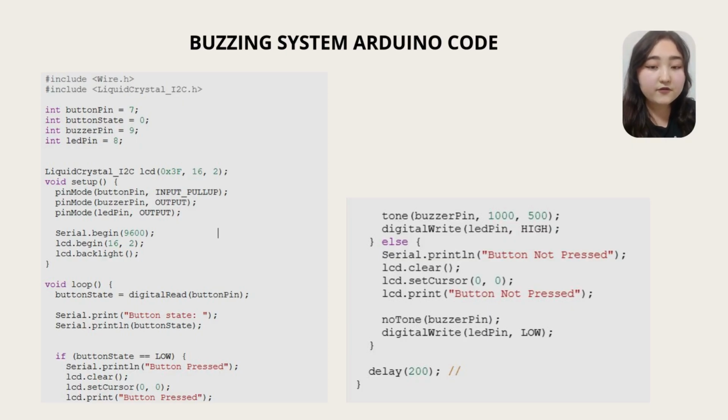And if the button is not pressed, the noTone function ensures the buzzer stays silent and the LED remains turned off, and the LCD updates the message saying that the button was not pressed. A small delay of 200 milliseconds prevents bouncing issues and ensures stable readings. This system has numerous applications such as creating sound alerts, alarms, and notifications in various setups. It is really efficient and adaptable to different use cases.